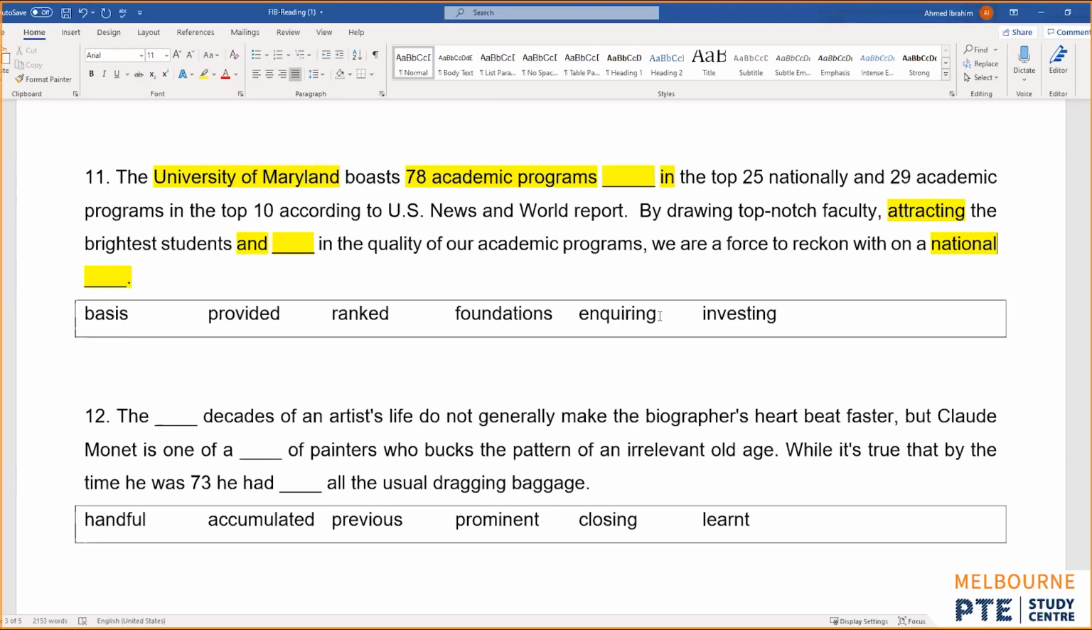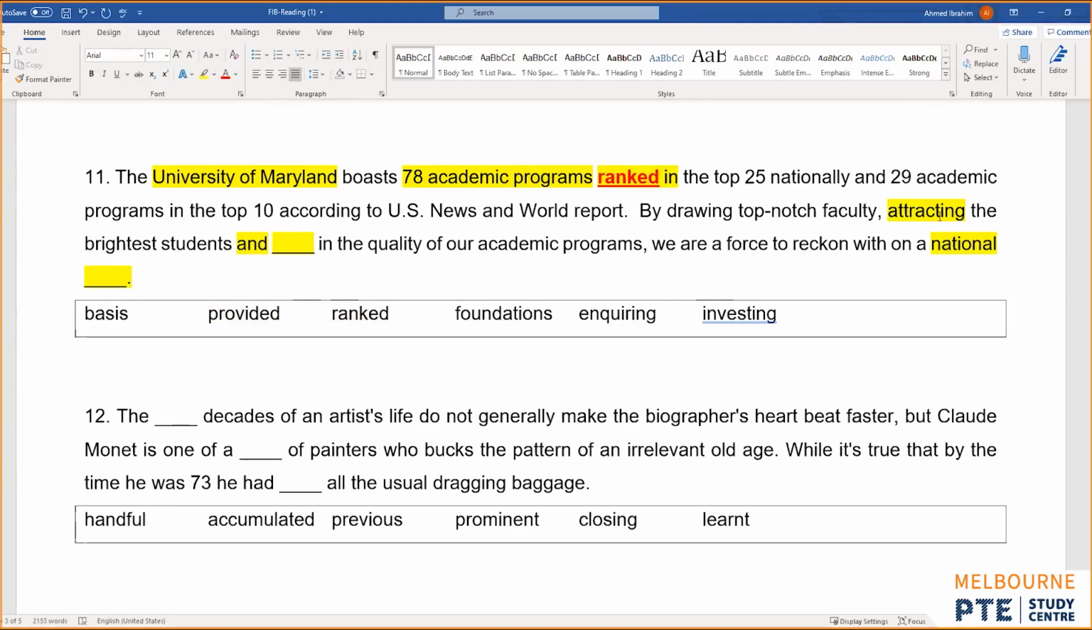Provided. Okay, read this one. You have two verbs. Provided and rent. Okay. Have a look at it and see which one you think would be more appropriate. Read the complete sentence. Good. Okay. It is actually racked. All right, next one.